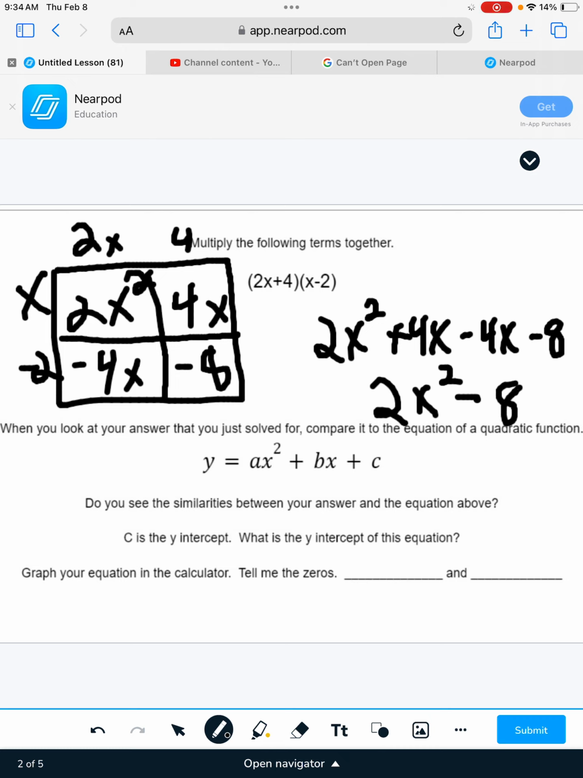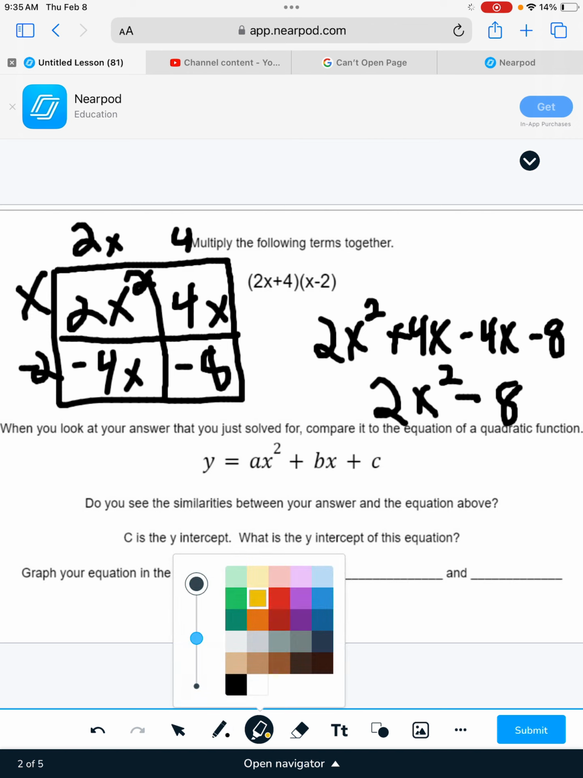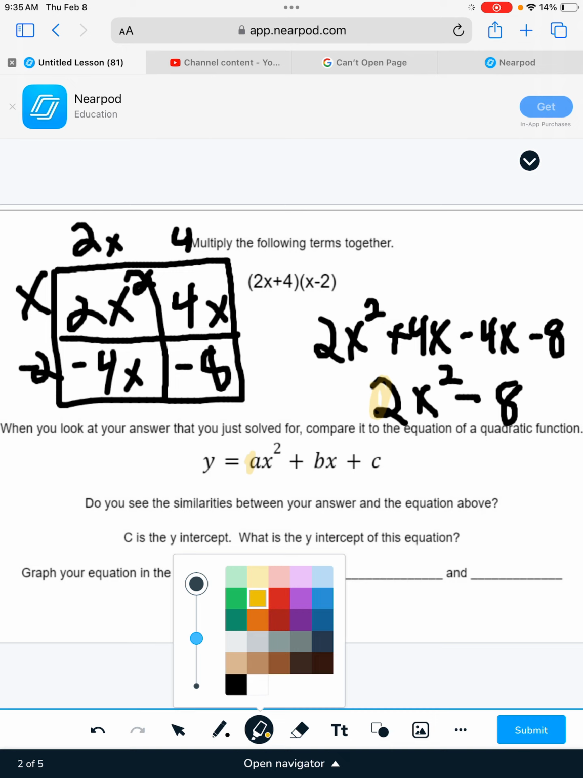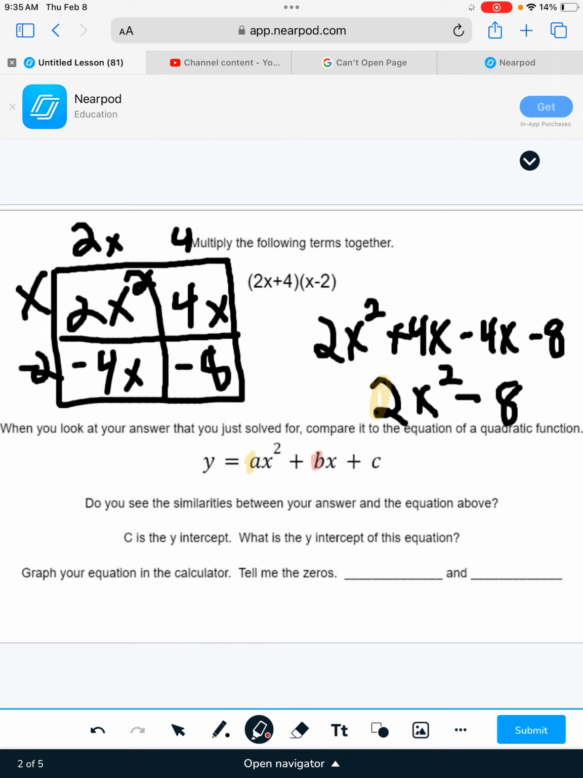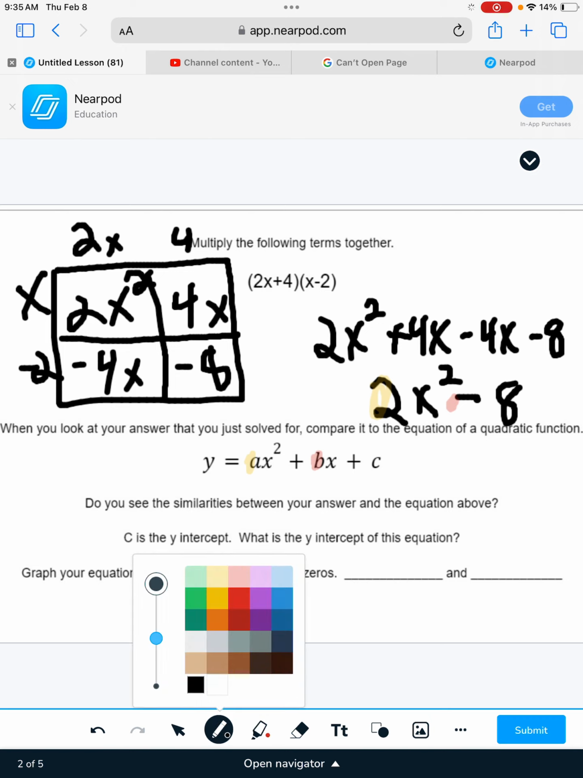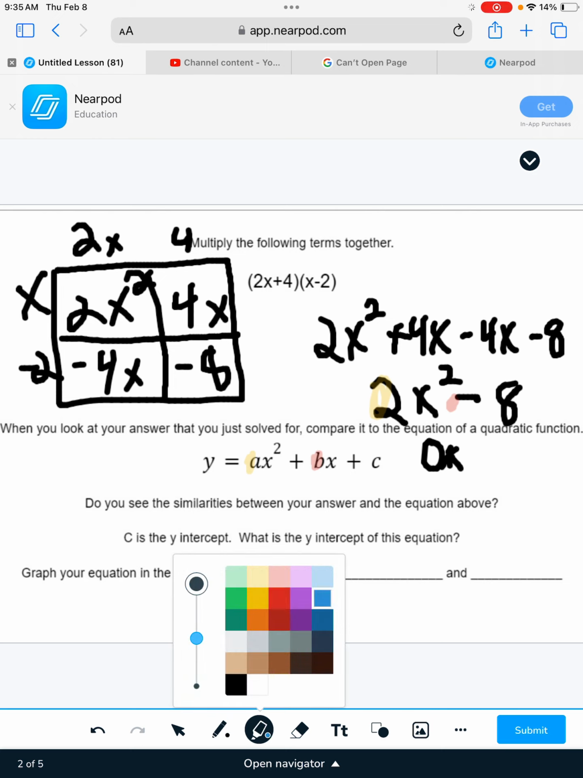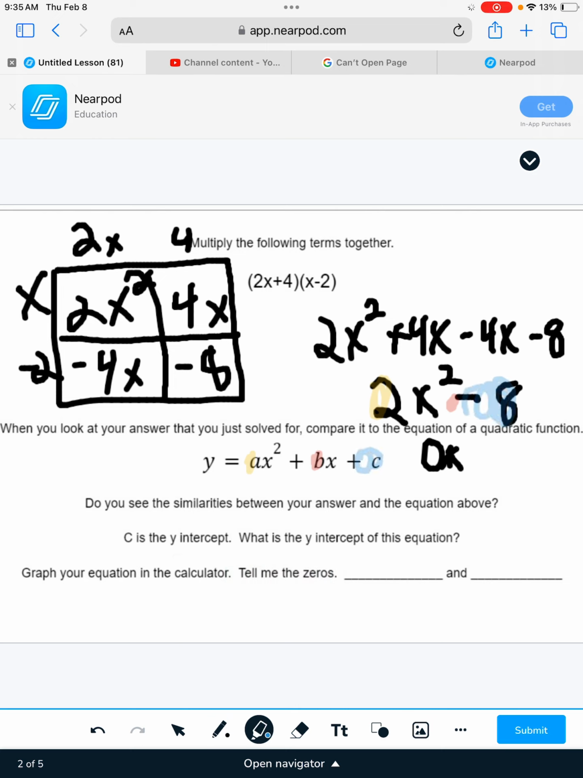Now, there is something here, okay? We were talking yesterday about what the equation for this looks like. This a is going to be that 2 right there. Our b is going to be the x that would go here. I don't have any x's, so this is basically going to be a 0x. Last but not least, our c is going to be this minus 8. Now, there are similarities there. C here is going to be that y-intercept. It's still going to be that number that we are plusing or minusing at the end of the equation.